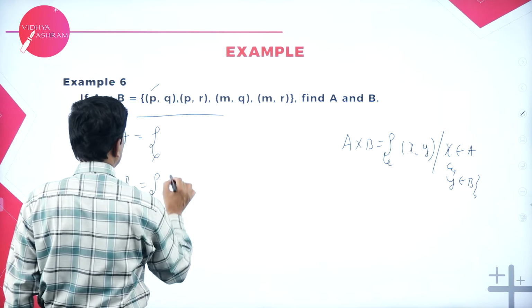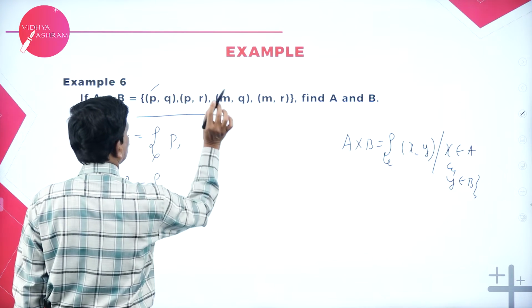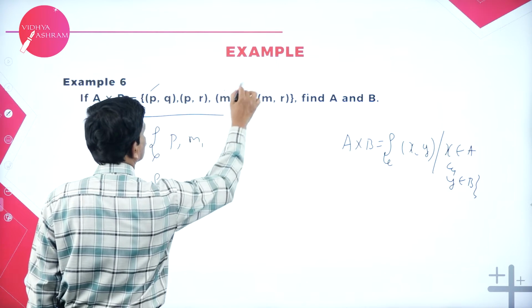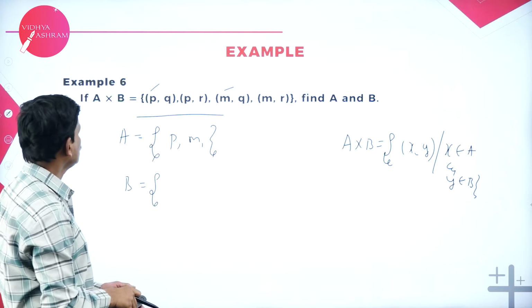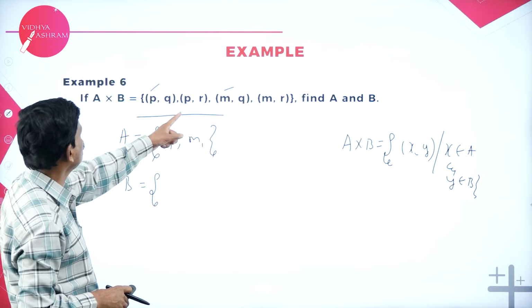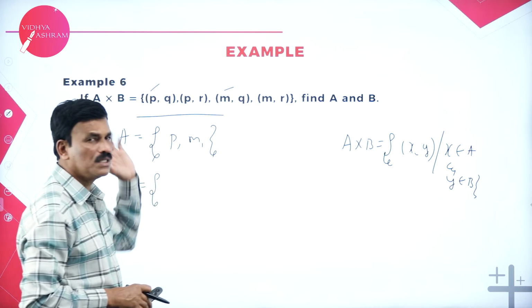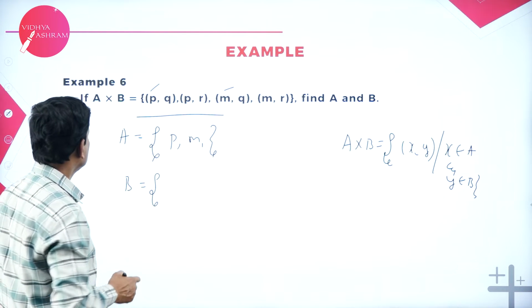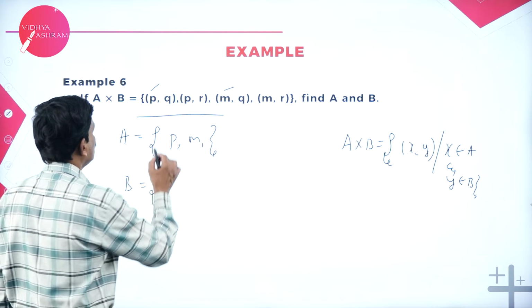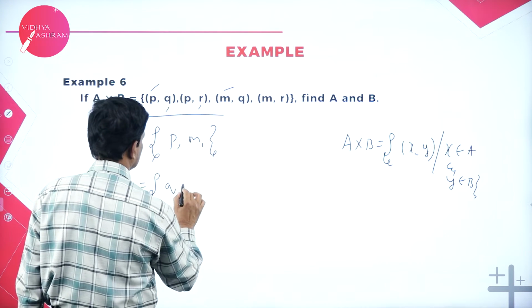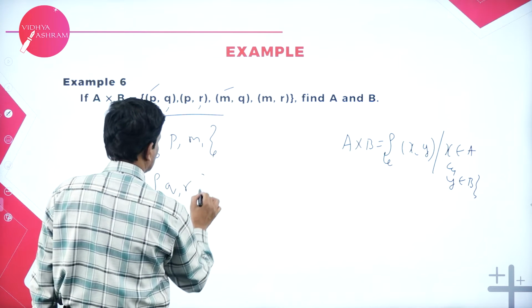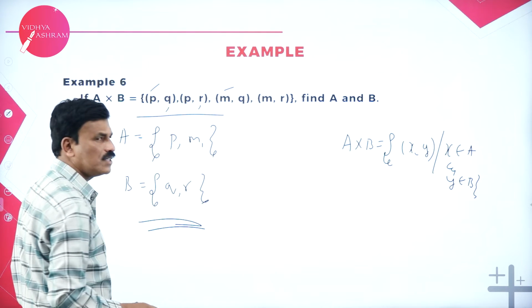First member P, so A contains P, again P repeated, then M, and M is repeated. So here A contains the first element P and the second element M. A is equal to P and M. Next B, the second elements Q, then R, Q and R. That's all. So these are the values of A and B.